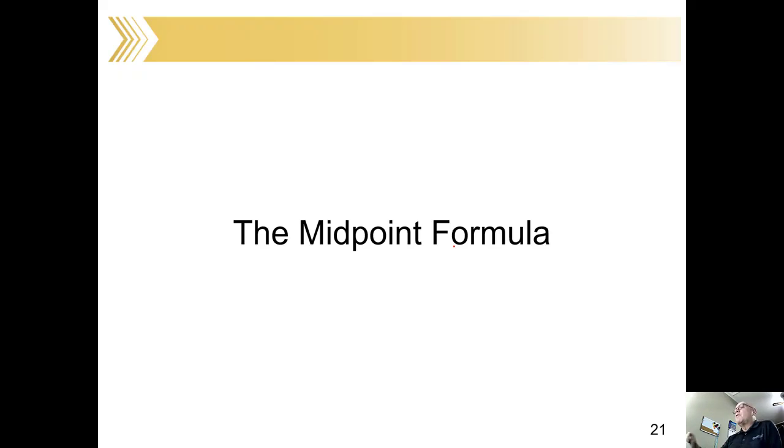Now, the midpoint formula, and I want you to be very careful that you don't try to find the midpoint and accidentally use that minus sign. That is something that's going to be a problem unless you've memorized this or somehow kept these separate from each other.